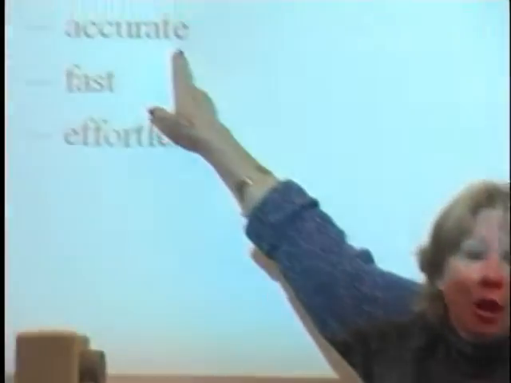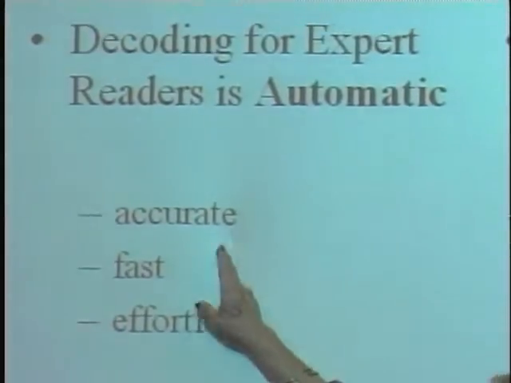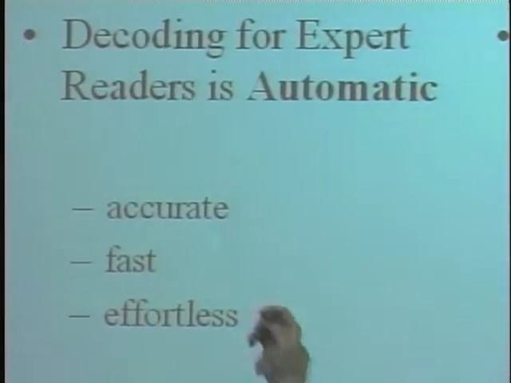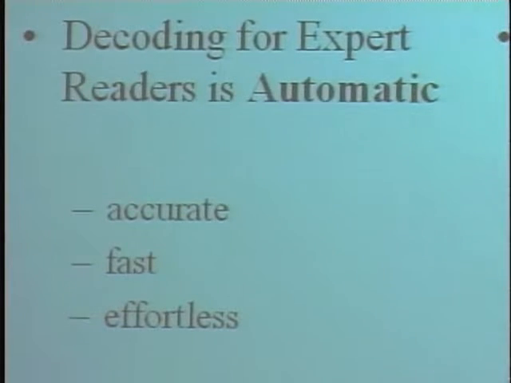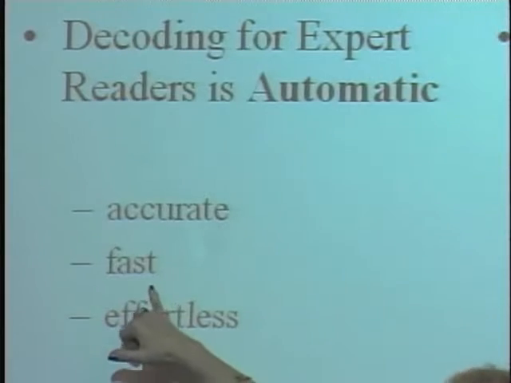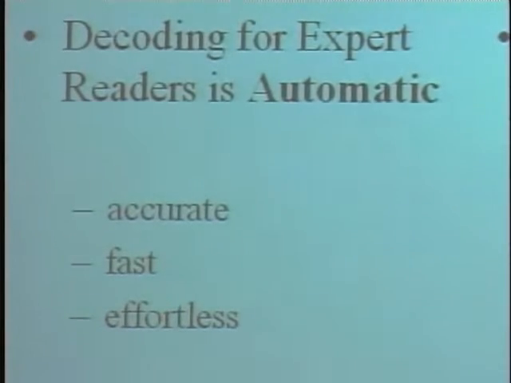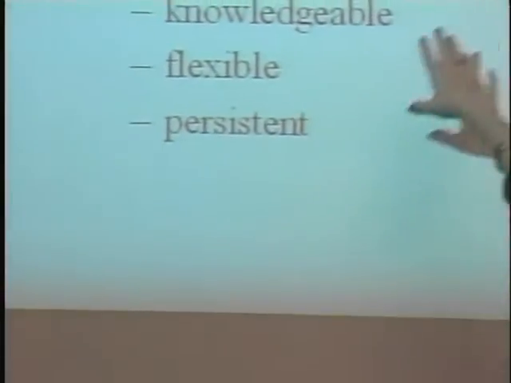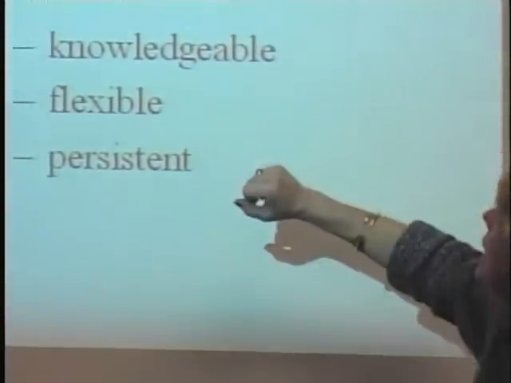Decoding is the same way for expert readers. You're accurate the vast majority of the time. It doesn't mean you never make mistakes, but it doesn't mean you never grind the gears either. Once in a while those clunky things happen. Good decoders are accurate, they're really fast, and it doesn't take any mental energy. That's a beautiful thing because it leaves all that cognitive capacity available for comprehension.